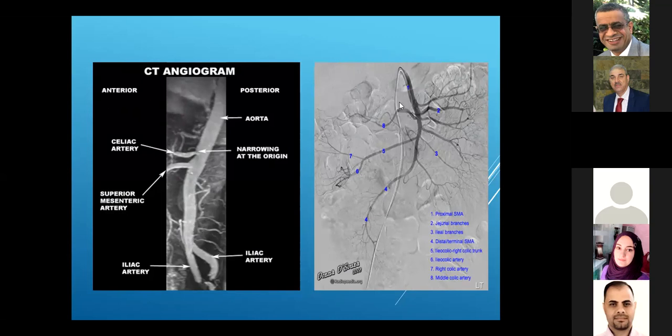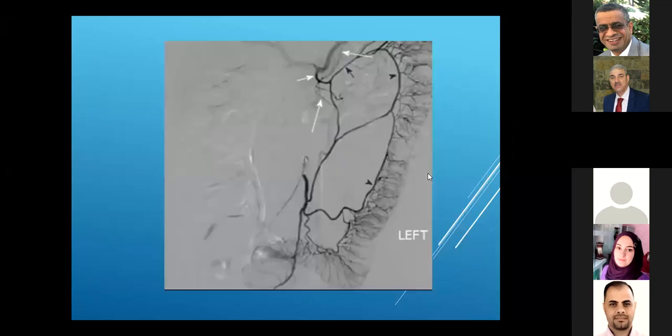This is an angiogram of the superior mesenteric artery and its branches. This is the middle colic, and this is the ileocolic artery, which gives both the ileocolic and right colic branches. This is the left colic, sigmoid, and this is the superior rectal. This is an angiogram of the inferior mesenteric artery, giving the left colic and sigmoid branches and the superior rectal artery.